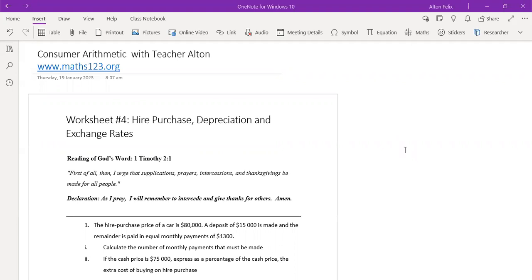I'm Teacher Walton, and today's word is taken from 1 Timothy chapter 2, verse 1, and it says, "First of all then, I urge that supplications, prayers, intercessions, and thanksgiving be made for all people." So as I pray, that's my declaration, as I pray, I will remember to intercede and give thanks for others. Amen. In question number 1, we are given a hire purchase problem.